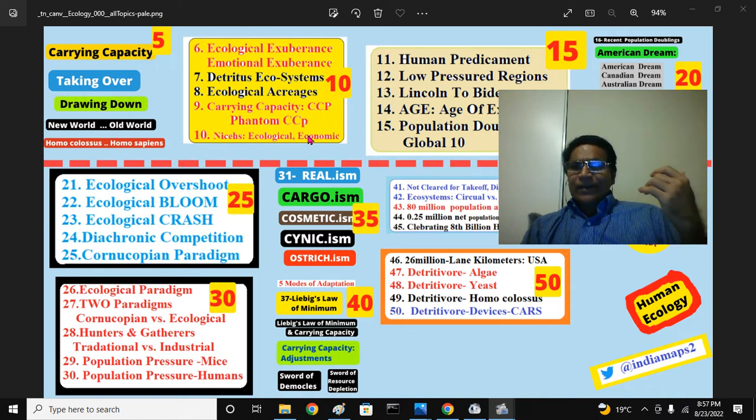What are the various ecological niches, social niches, political niches? Ecological overshoot, what does it mean? Today we are suffering from ecological overshoot. Ecological bloom is eruption, crash is a contraction, a decrease in the number of organisms in a particular area, such as humans or any other biotic organism. Diachronic competition: the older generation stealing from the younger generation. The cornucopian paradigm, the old paradigm, and the ecological, modern paradigm that Dr. Catton advocates are formulated. These two paradigms are compared.